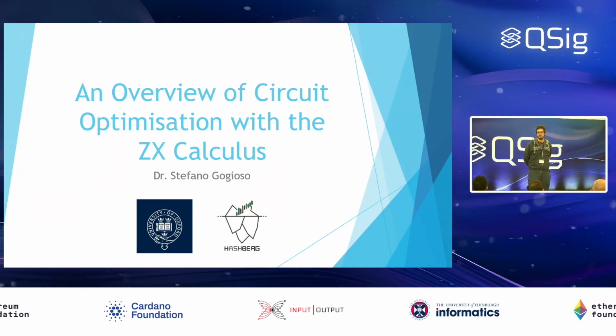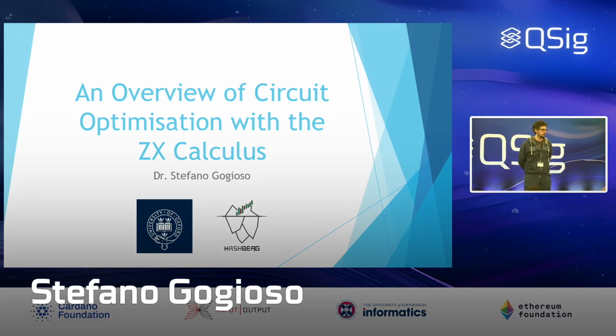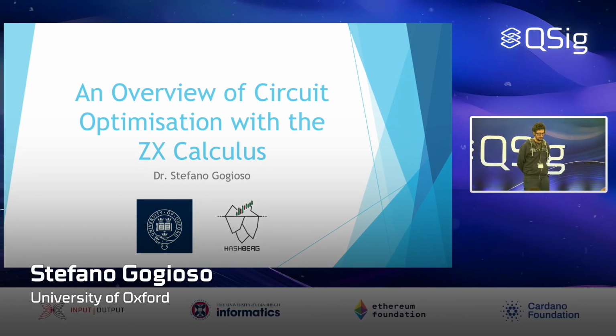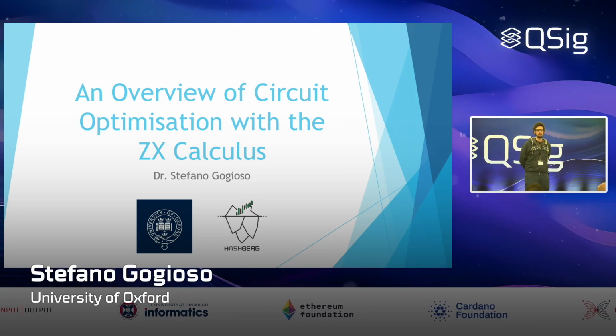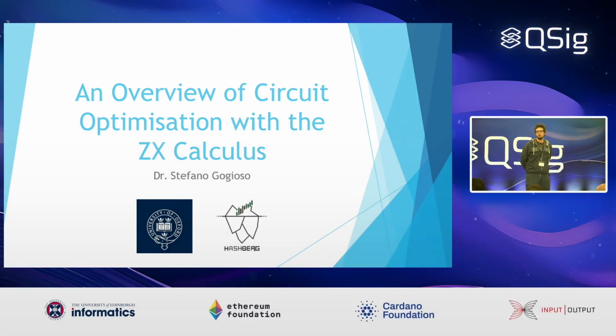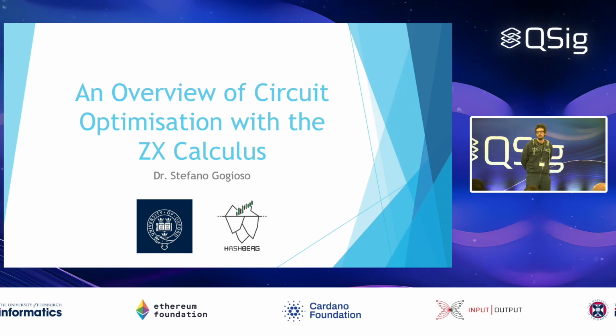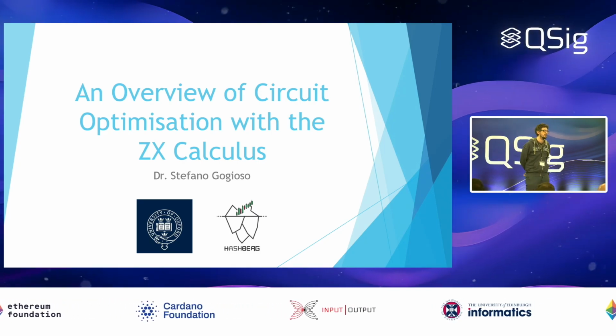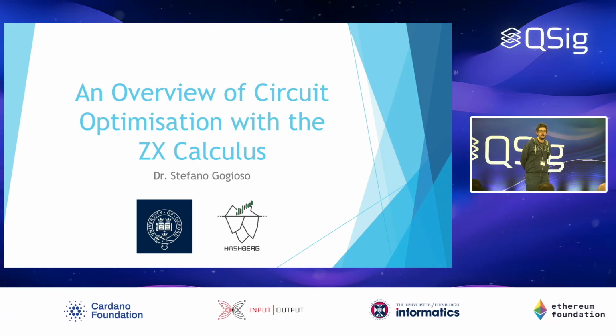Yes, hi, I'm Stefano. I work in diagrammatic methods for quantum computing and other things. For the second part of this talk, I'm going to give you a very brief overview of what has been achieved using the ZX calculus and variations in terms of quantum circuit optimization, which is ultimately what we want to do in order to be able to run these one-shot signatures as soon as possible.